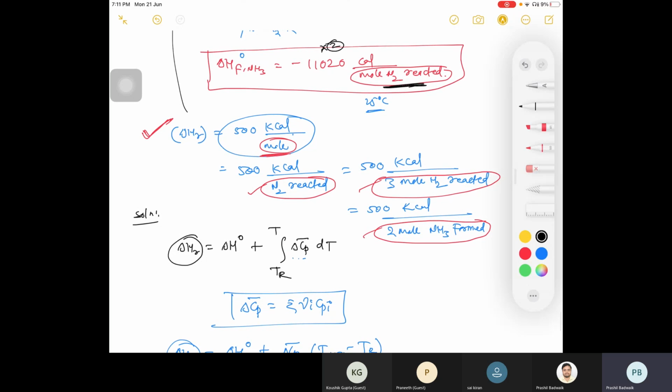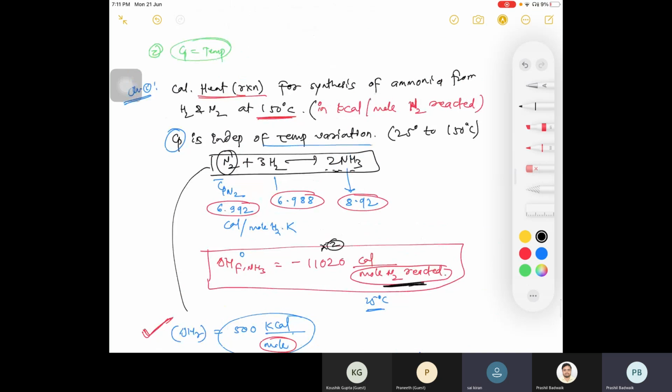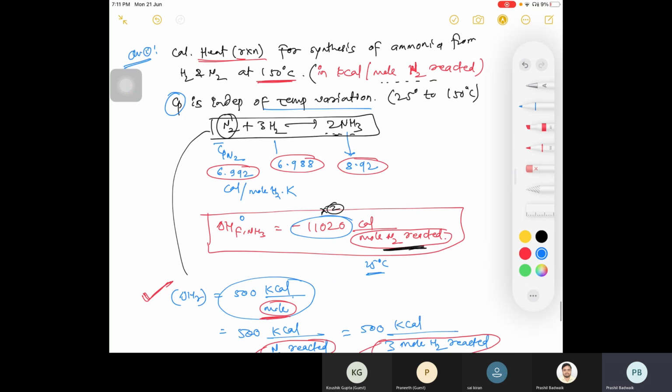Should I multiply or not? No need, sir, because in the question also they are asking per mole N2 only. Yes, they are asking per mole N2 reacted. So per mole of N2 reacted, you will have 2 moles of NH3 formed, right? So it is 2 times this.